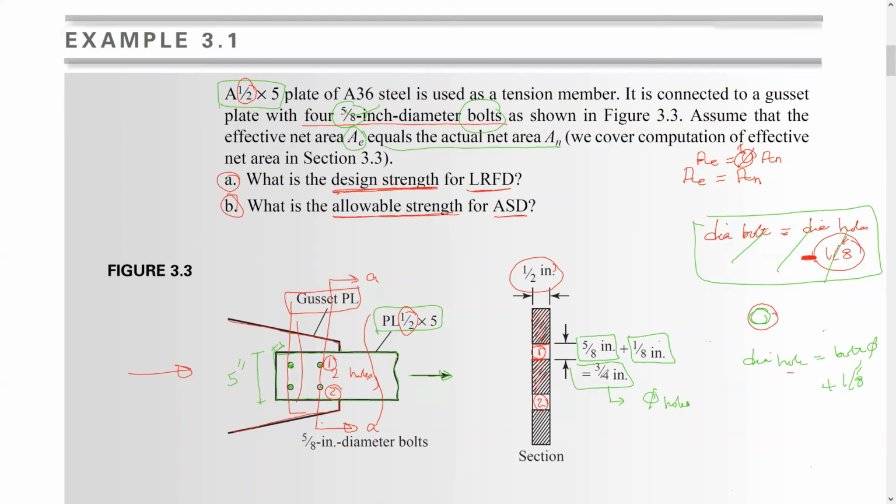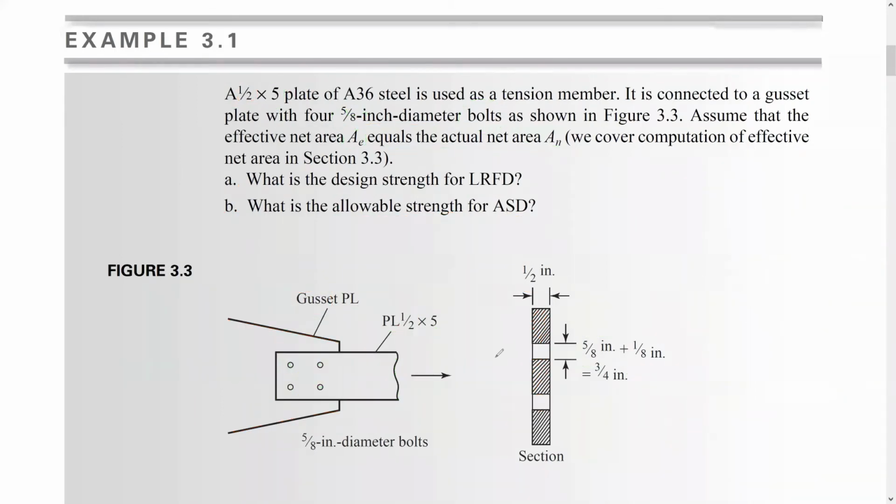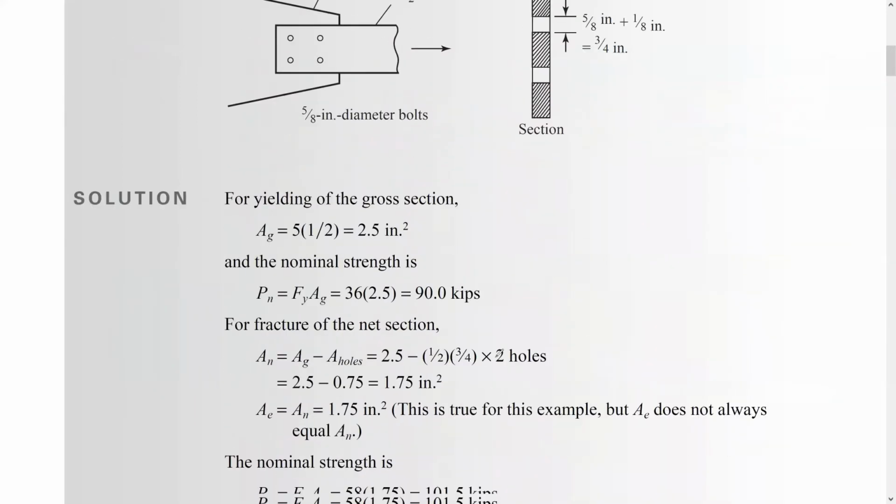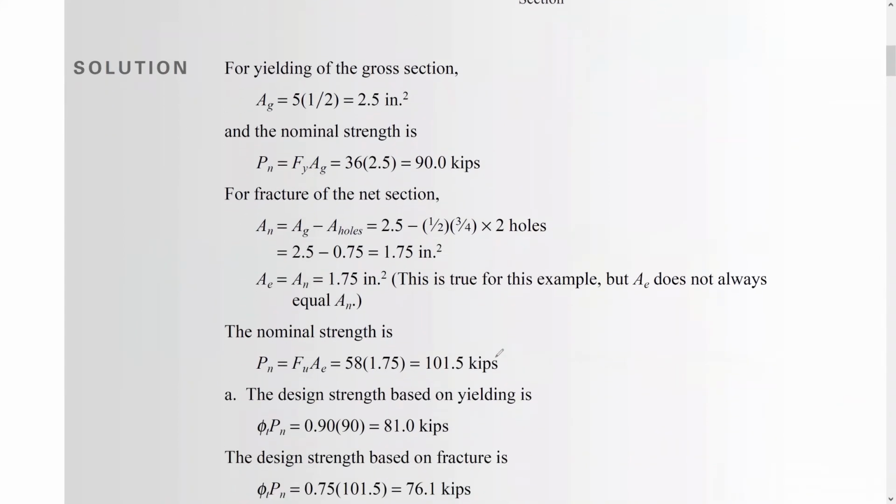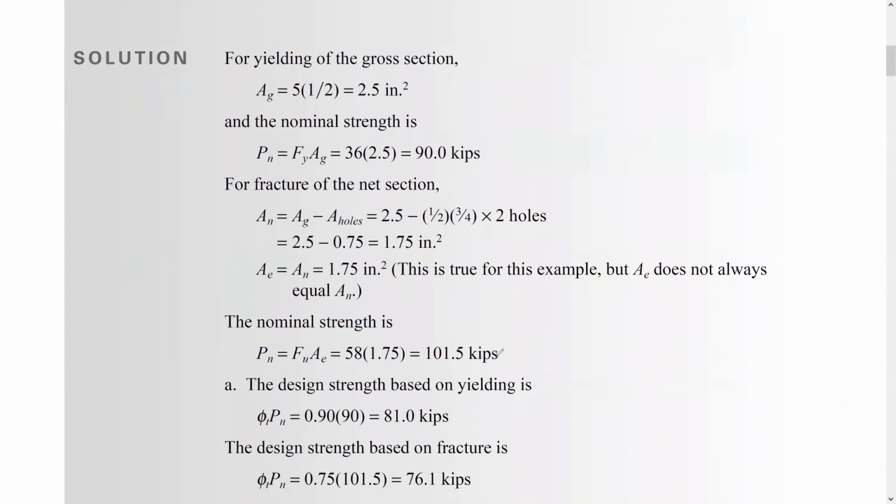Okay, let's move down and see how to solve this example. For yielding, let's calculate the nominal strength. The nominal strength for yielding is equal to the yield stress times the gross area.